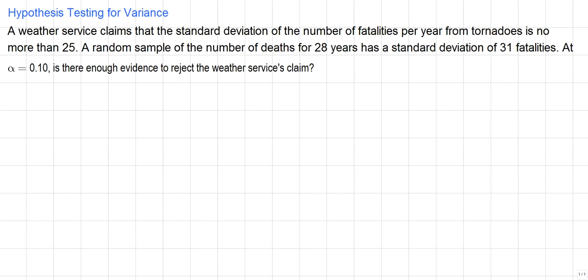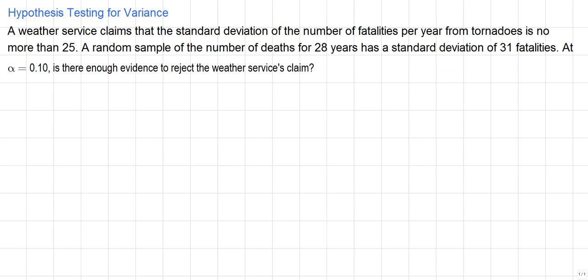Hypothesis testing for variance. A weather service claims that the standard deviation of the number of fatalities per year from tornadoes is no more than 25. A random sample of the number of deaths for 28 years has a standard deviation of 31 fatalities. At alpha equals 0.10, is there enough evidence to reject the weather service's claim?